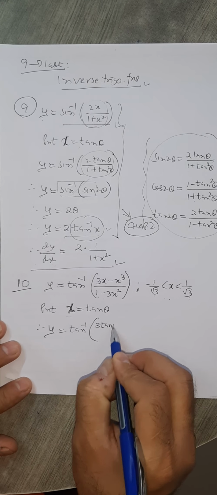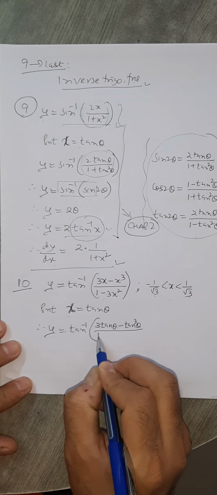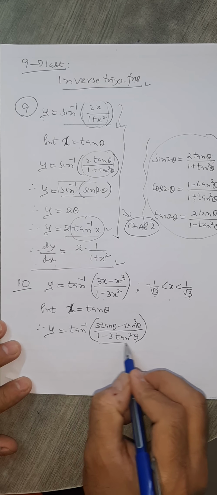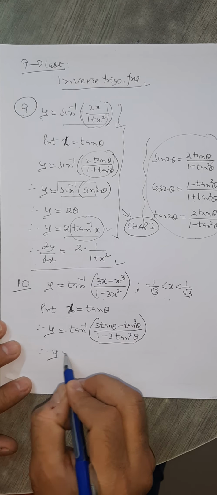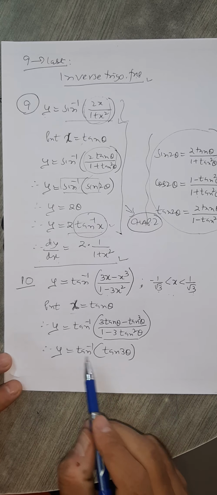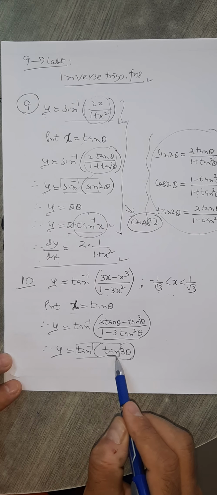So this is (3 tan theta minus tan cube theta) upon (1 minus 3 tan square theta). Now what is this? This is tan 3 theta. So y equals tan inverse of tan 3 theta. This is the formula of tan 3 theta. Now, as you know from chapter number 2, before you cancel these two, you need to assure that 3 theta, this angle, should be in the domain of tan function.